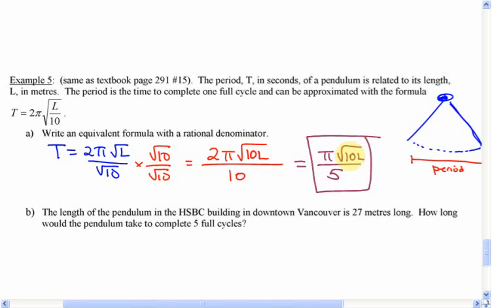Anyways, how long would the pendulum take to complete 5 full cycles? Okay, so if I'm asking you how long does it take to do 5 cycles, so 1 cycle, 2, 3, 4, 5. How would you figure this out? The formula. Just plug it in the formula. So I gave you 27 meters. Is that the L or is that the T? It's the L. Good. So let's just use the formula from above.